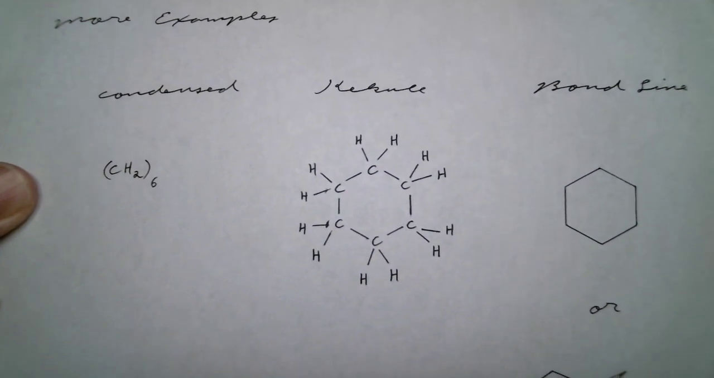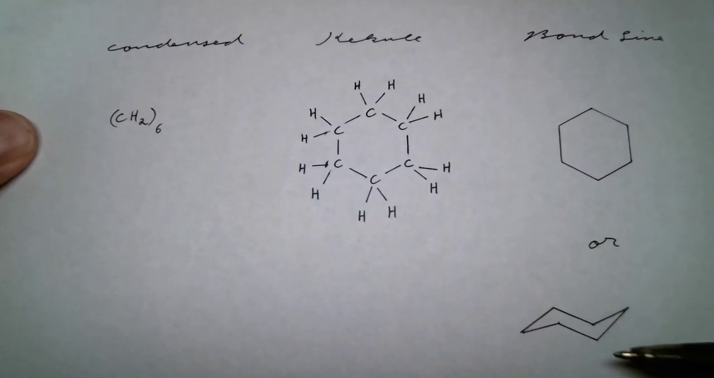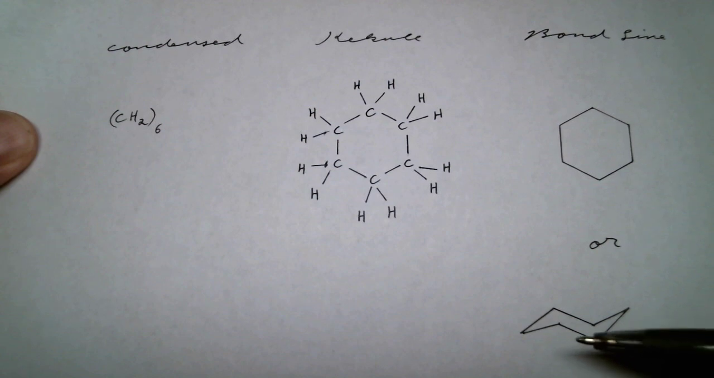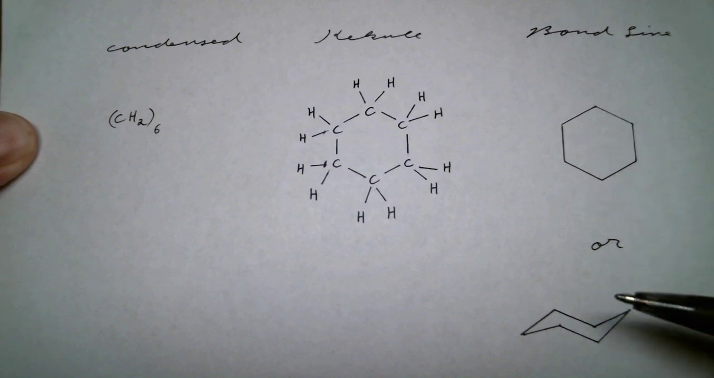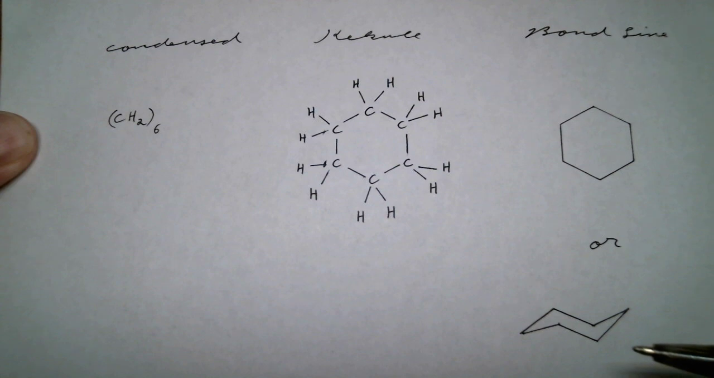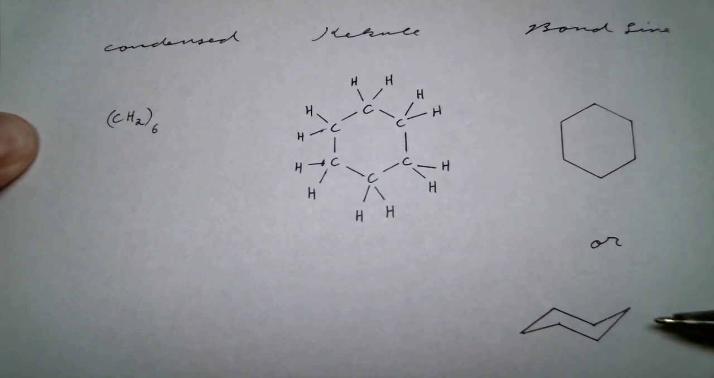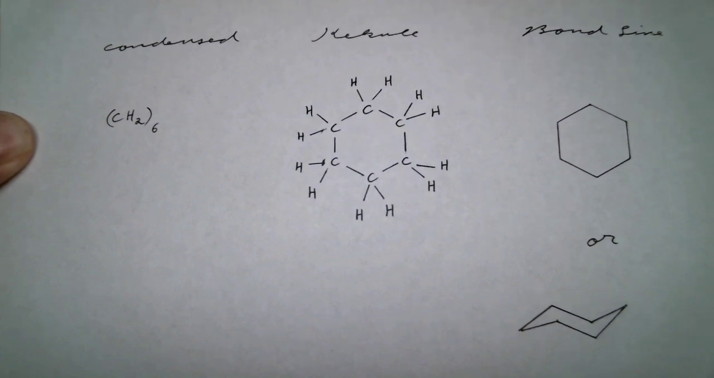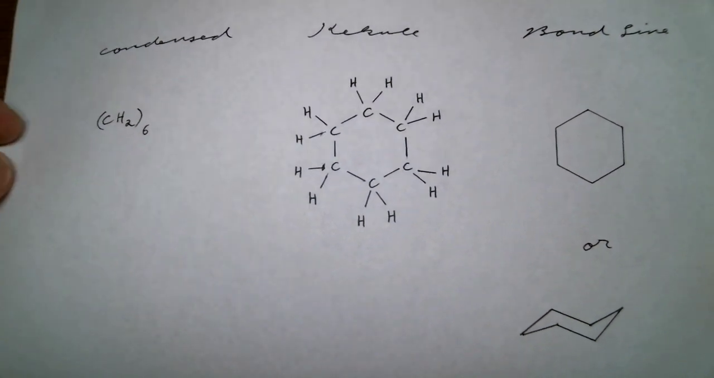Another way you might see cyclohexane is in this conformation, which is a chair form. It's not like the bond line in that we've sort of twisted our cyclohexane molecule and we are viewing it out of the plane of the page. So it looks sort of like a lounge chair. We'll return to this and talk about it at length in our chapter on conformations.